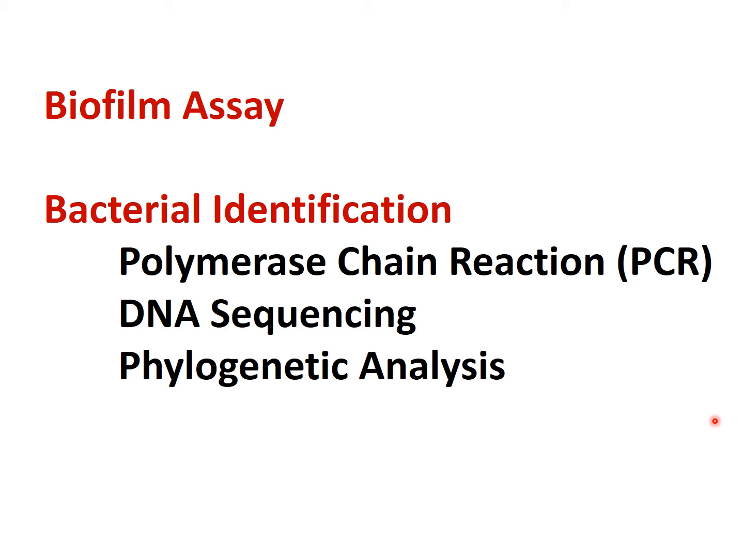Okay, so this week we're going to do a couple different things. We're going to start out with a biofilm assay, and then we're also going to identify bacteria that you've already isolated from various soil samples using polymerase chain reaction of the 16S ribosomal RNA subunit. We're going to send that out for sequencing, get the sequence back, and do a phylogenetic analysis on it to see which organisms you have.